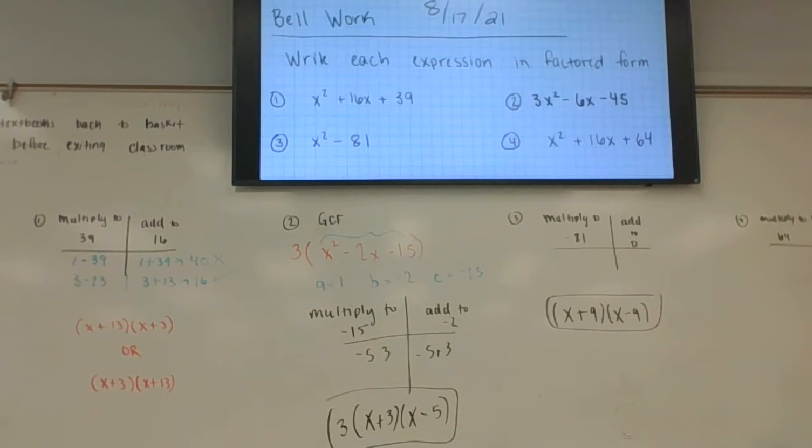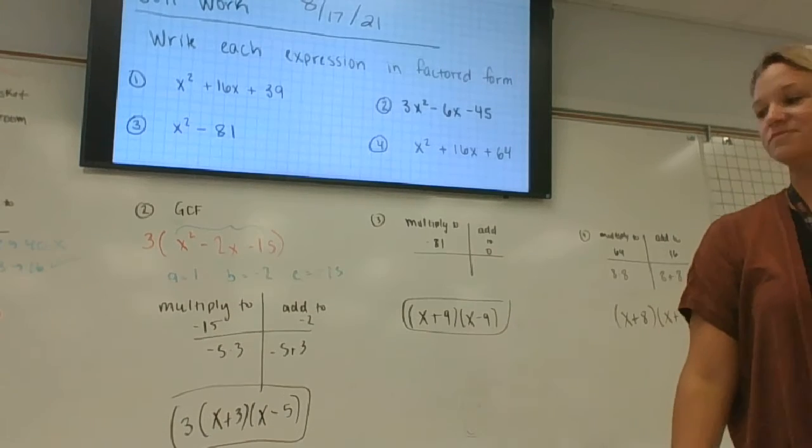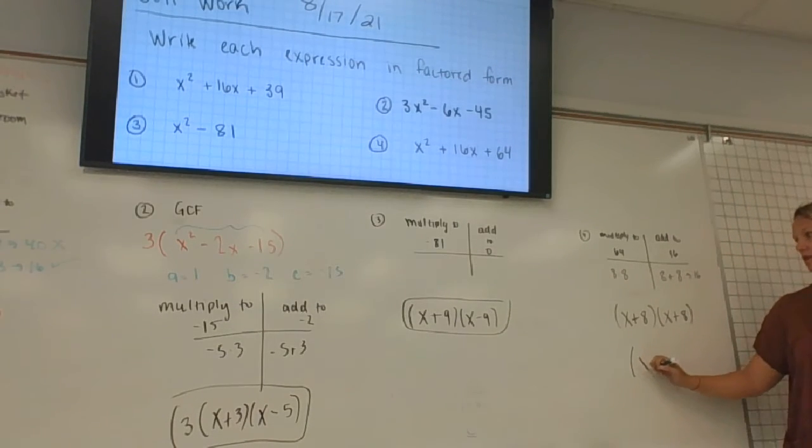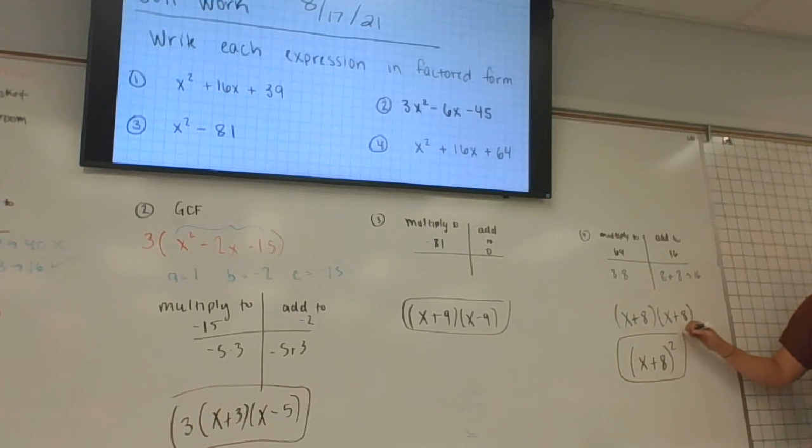Okay, number 4, 8 times 8, 64. 8 plus 8, 16. I think I've included this in here because I want you guys to see how else we can rewrite this. Yeah, perfect square trinomial, and it can be written this way. So everybody take your answer to the next step and write it like this if you haven't done that already. These are the same, okay? This and this, same.